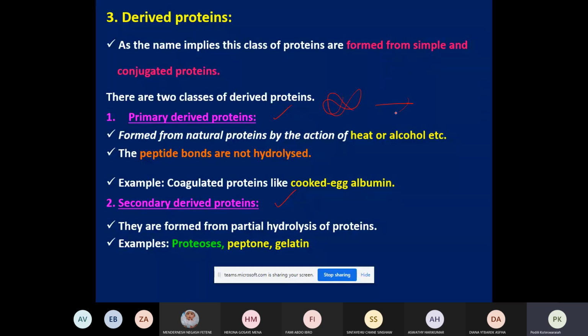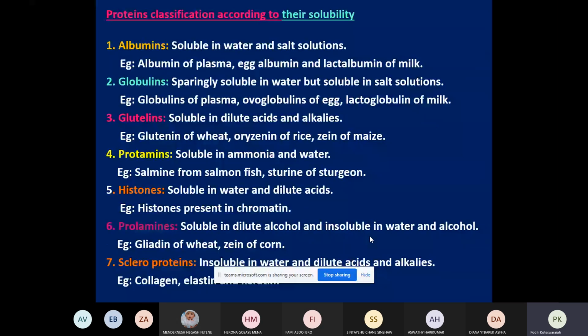So primary derived proteins, in the sense when the protein is subjected to heat or alcohol treatment, the protein loses its three-dimensional structure. As a result, we get the primary derived protein, but the peptide bonds are intact. Whereas the secondary derived proteins are formed when the protein is subjected to partial hydrolysis, and the proteases, peptone, gelatin, all these are secondary derived proteins. In the secondary derived proteins, the peptide bond is also cleaved because of the hydrolysis. And this is about one way of classification.